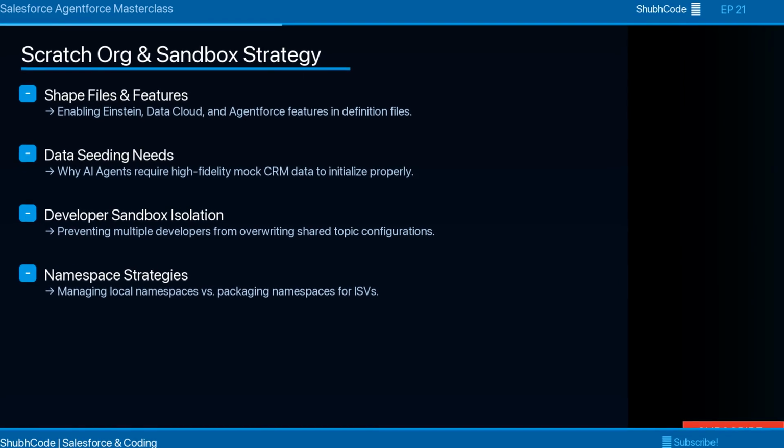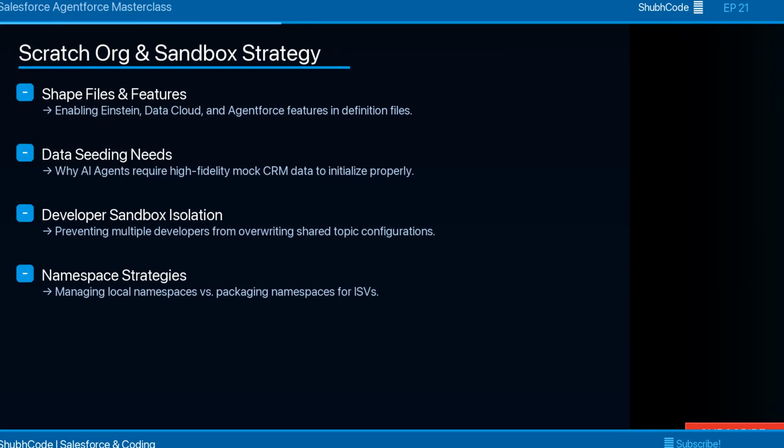Setting up the right sandbox strategy for Agentforce is like setting up a safe training ground for a physical robot. You cannot develop agents in a vacuum. To enable Agentforce in your Scratch orgs, you must explicitly declare features like Einstein and GenAI in your Scratch org definition file. Furthermore, because agents rely on natural language grounding, developers need mock data seeded into their environments. Without real-looking accounts, cases, and orders, you can't realistically test if the Atlas engine is picking up the right context during your local debug runs.